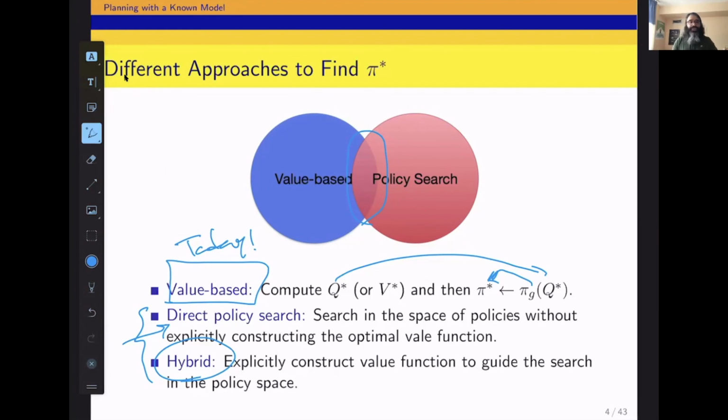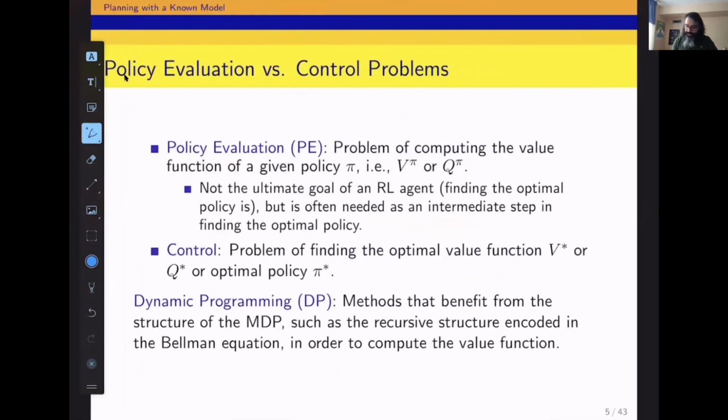So the focus today is on value-based methods. Let's talk about some terminology which is going to be used very often: the difference between the policy evaluation problem and the control problem. In the policy evaluation problem, you have a policy, say pi, and we want to compute v pi or q pi. Just that.